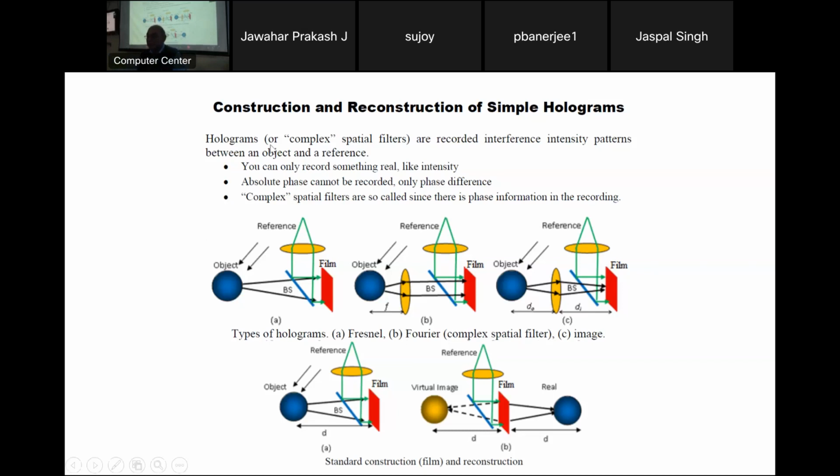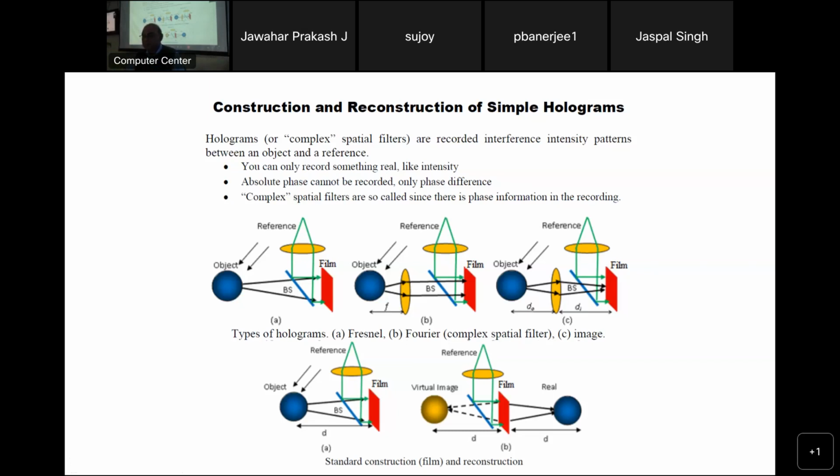Nonetheless, holograms, or sometimes people also call them complex spatial filters, are recorded interference intensity patterns between object and reference. And of course, as you know, you can only record something real, like intensity. Absolute phase cannot be recorded. Therefore, the only thing you can record is phase difference. That's why the concept of reference comes in. What you're recording really is the relative phase difference between the reference and the waves coming from the object. That's how you're recording the phase.